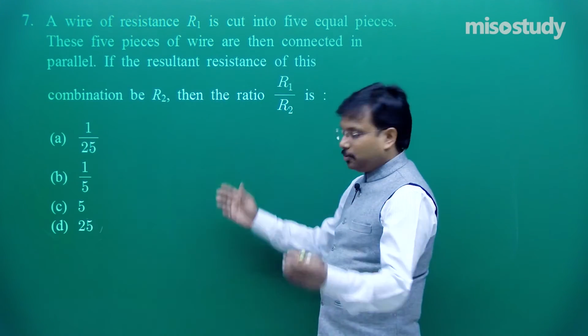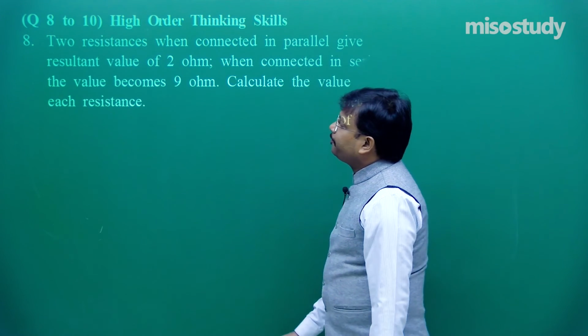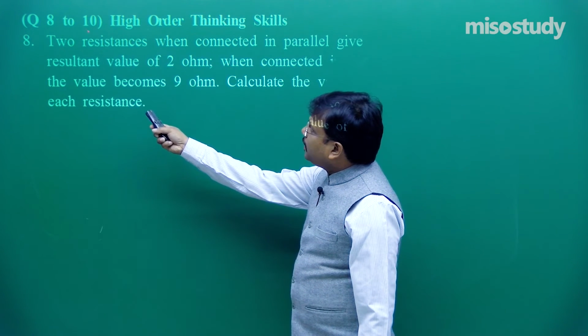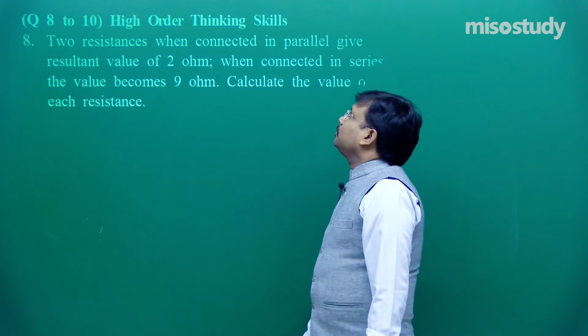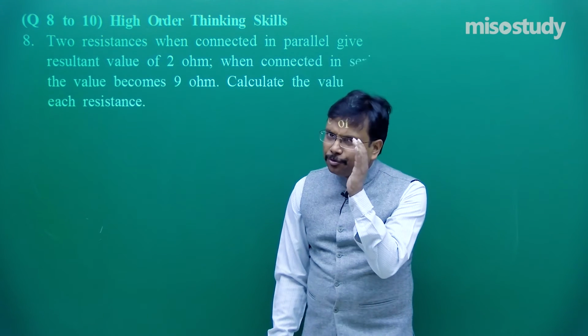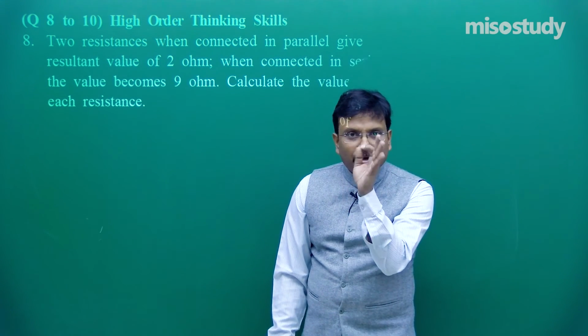Fine, that is the approach I told you. Then comes question number 8. Now, read the instructions for 8, 9, 10, that is 8 to 10, high order thinking skills. Here you have to think about some points before moving to the solution.